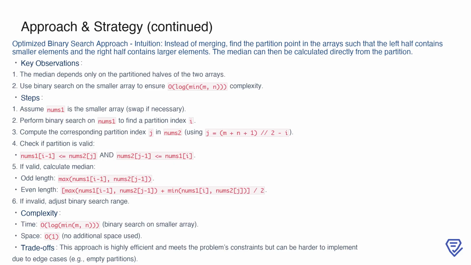If the partition is valid, the median can be calculated directly. For odd total lengths, it's the maximum of the left partition. For even lengths, it's the average of the maximum of the left and the minimum of the right. If the partition isn't valid, we adjust the binary search range and continue. This approach is highly efficient, with a time complexity of O(log min(m, n)) and space complexity of O(1). However, it does require careful handling of edge cases, such as when partitions occur at the boundaries of the arrays.